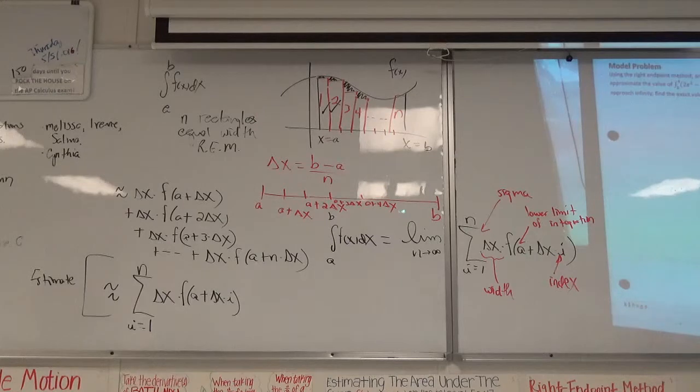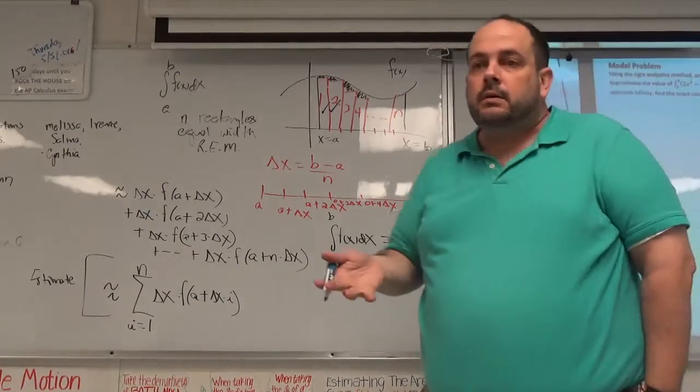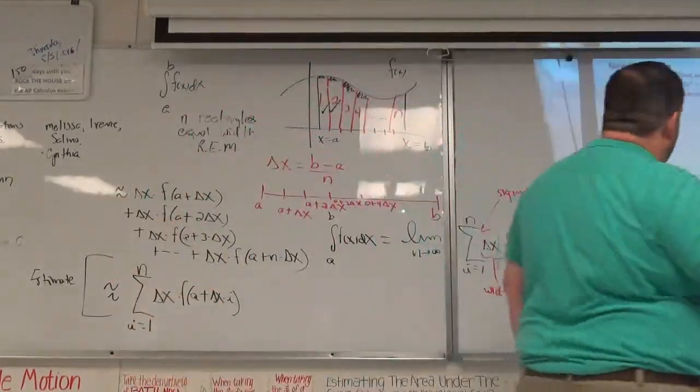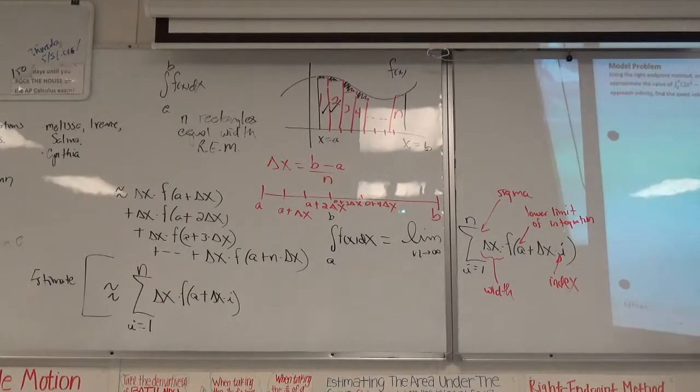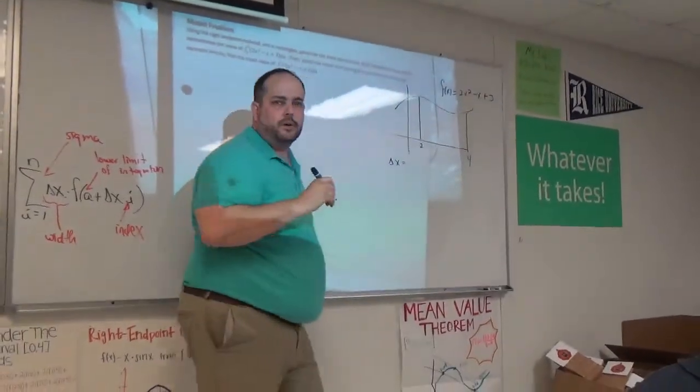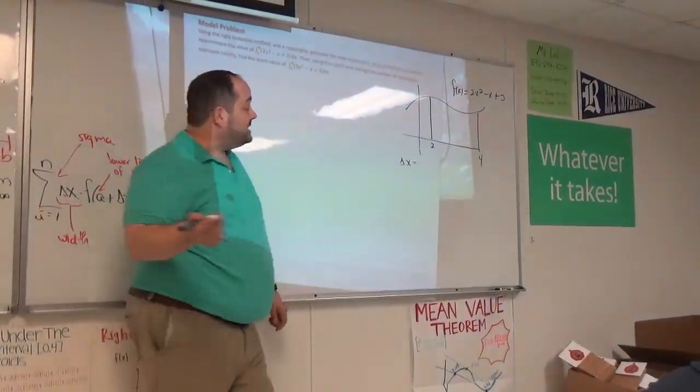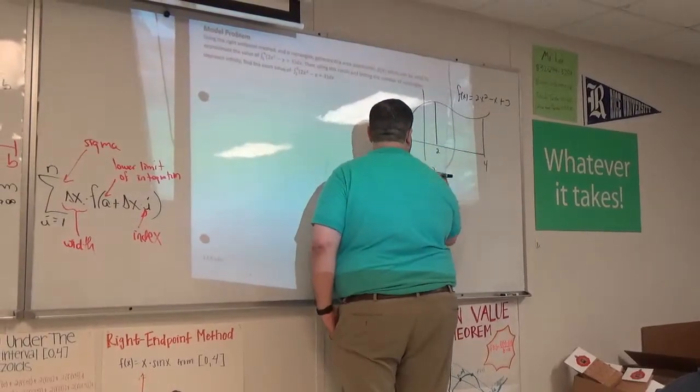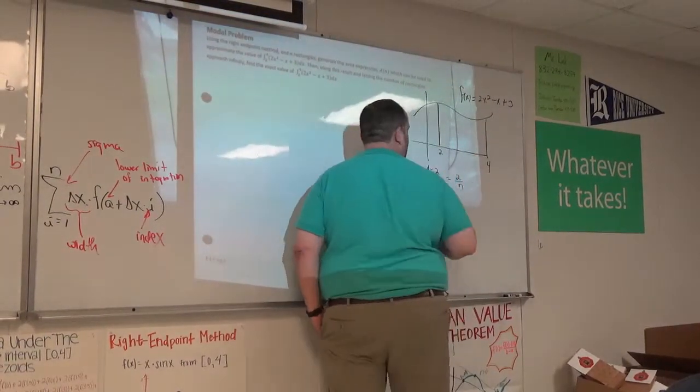All right, so good news is I didn't see many folks worrying about, oh, but what does this graph of f of x equals 2x squared minus x plus 3 look like? It doesn't matter what the graph looks like. What matters is where am I starting? 2. Where am I ending? 4. Other things that matter? How wide is each rectangle? 2 over n. It's the width of the interval divided by the number of rectangles, 2 over n.